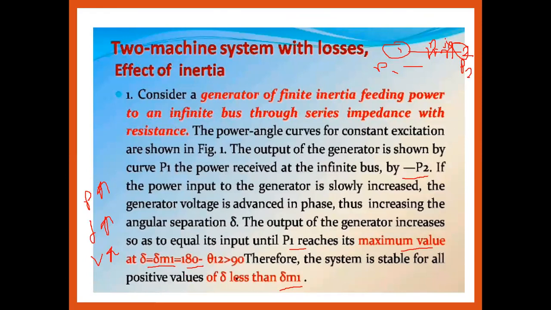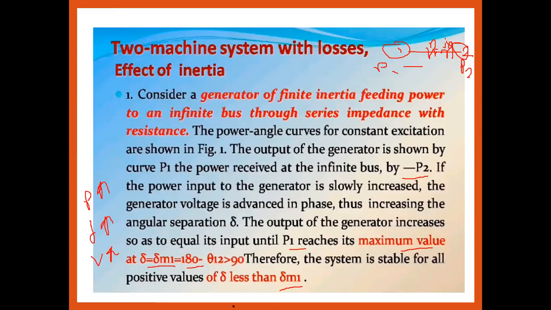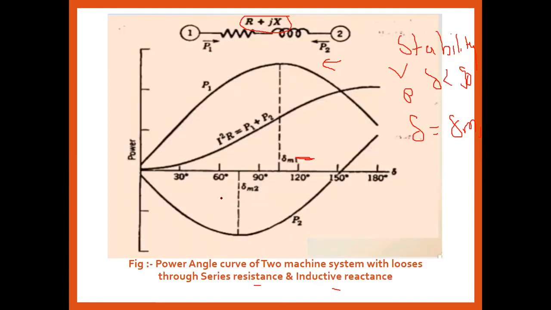the positive value of del should always be, for the stability condition, less than 90 degrees. It's a very important condition: it should always be less than 90 degrees. Okay, now the second condition.